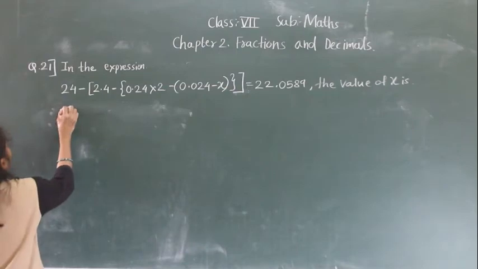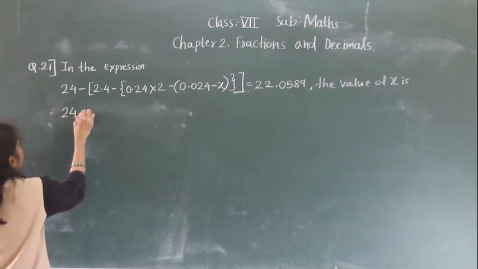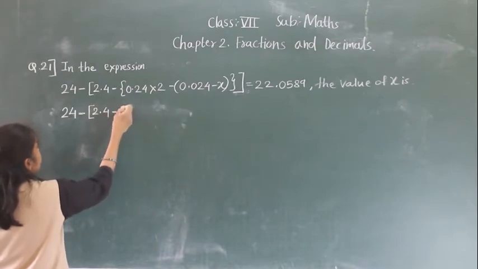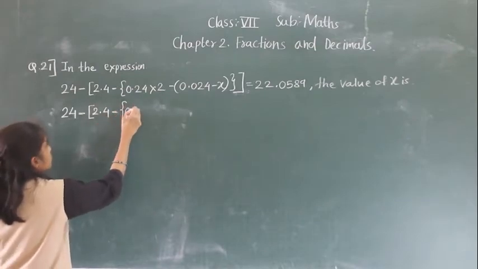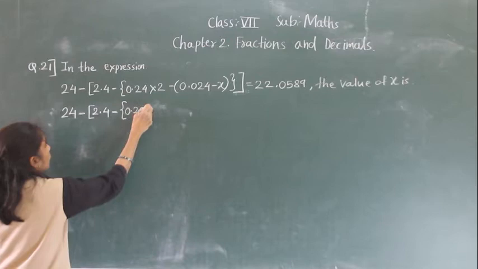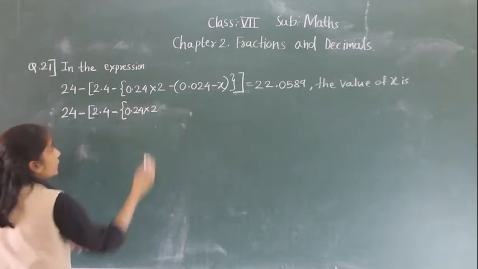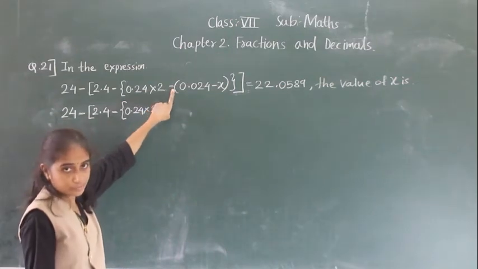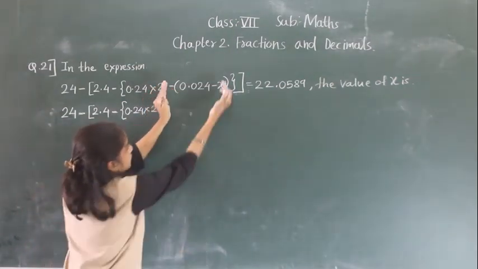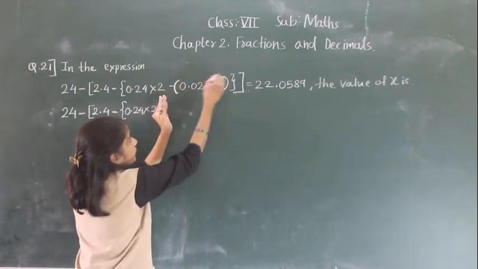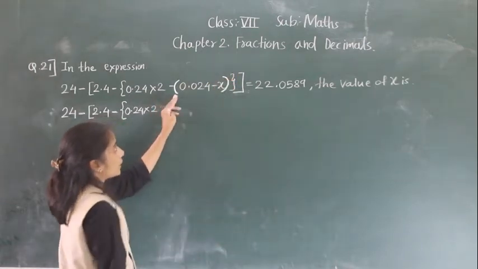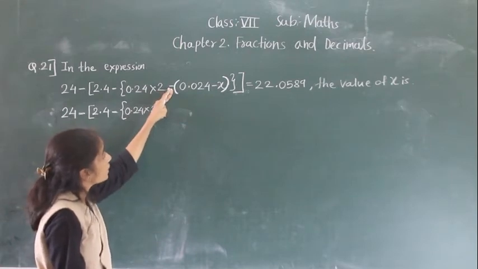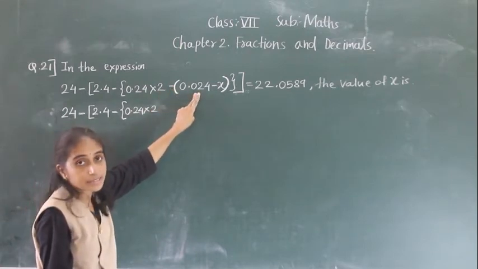Okay, so 24 minus 2.4 as it is, minus curly bracket as it is, 0.24 multiplied by 2. Now we are going to open the bracket. See, out of the bracket, negative sign. Out of the bracket, see this round bracket, yes, round bracket. Out of the bracket, see your minus sign, is a negative sign. So inside the bracket the signs get changed.